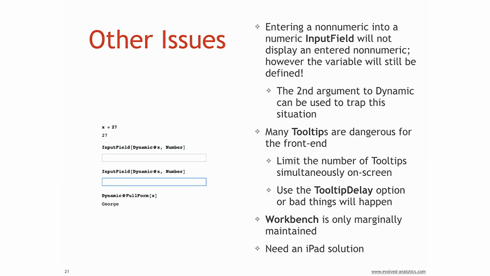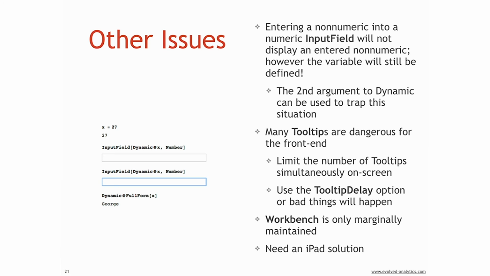A little bit of a sin of omission in input fields: if you restrict the input field to be a number, and you enter in George as the entry into the input field, it doesn't display George, but the dynamic variable gets reset to George, so you need to use the second argument of dynamic in order to trap these sorts of situations.